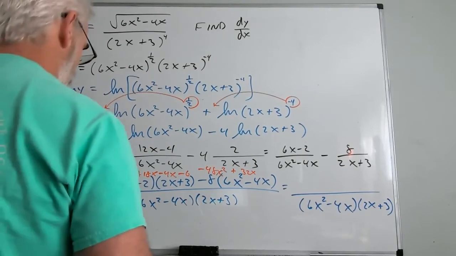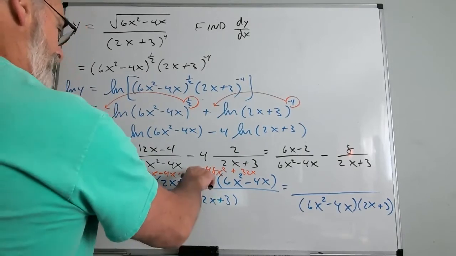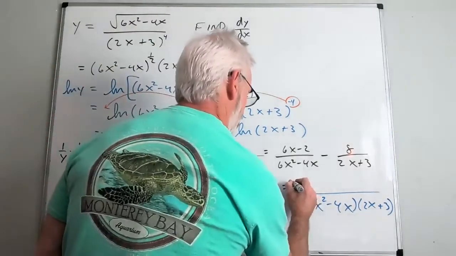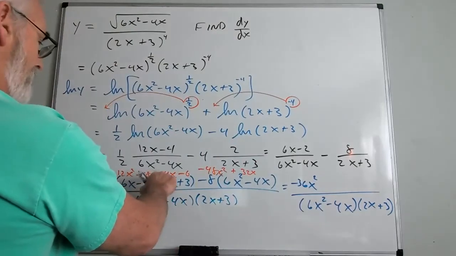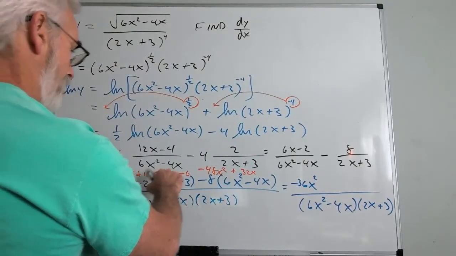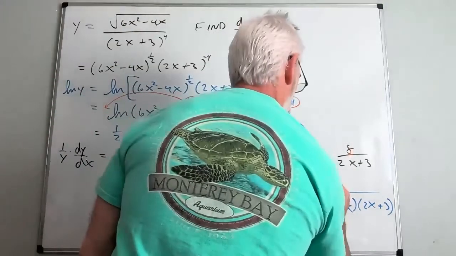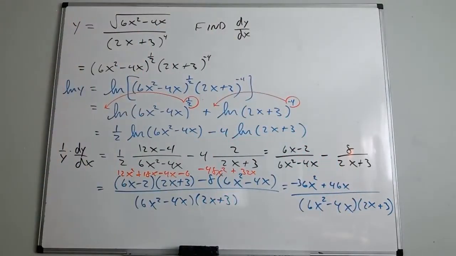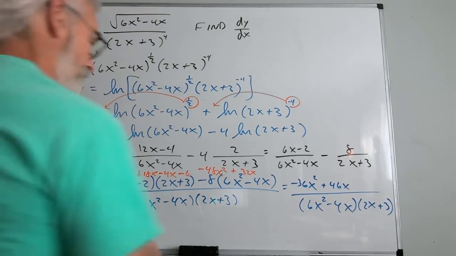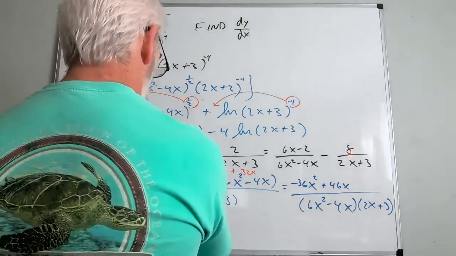So let's see. I have a 12x squared. I have a negative 48x squared. So that's negative 36x squared. 18x minus 4x, that's 14x. Plus 32x, that'd be plus 46x. And hopefully I don't have any errors here. Errors suck, basically. All right, and then finally I have the one constant.